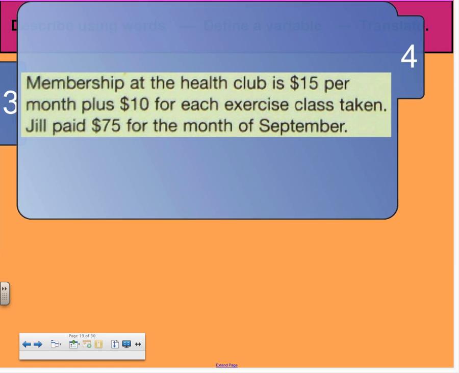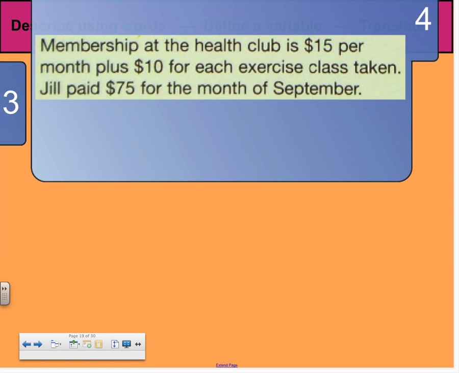Example 4. I want you and your neighbor to try and break that down into a word sentence. A word sentence. Okay? We've got the membership at the health club is $15 per month plus $10 for each exercise class. Jill paid $75 in 1 month. How can we break that down into a word sentence? We want to define it using words. We're going to start off with words.